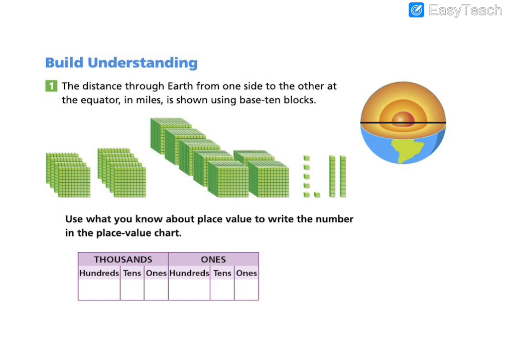Take a look at problem number 1 on page 12. The distance through Earth from one side to the other at the equator in miles is shown using base 10 blocks. Use what you know about place value to write the number in the place value chart. So it's just giving us a bunch of base 10 blocks that we need to look at and understand what each of these represents. I know right away that these are my ones cubes. So I want to count up how many ones there are. And I can see that there are 6 ones. So I can place that in my place value chart.